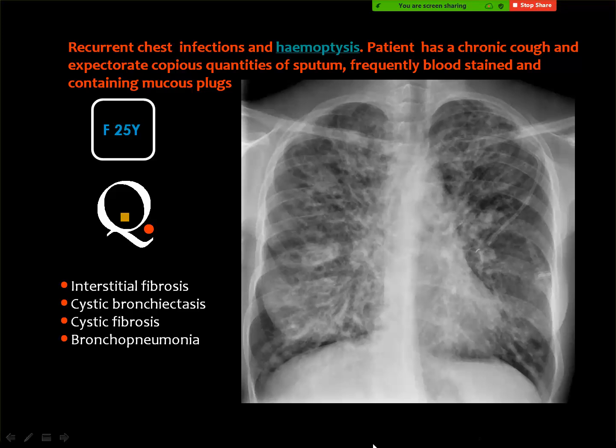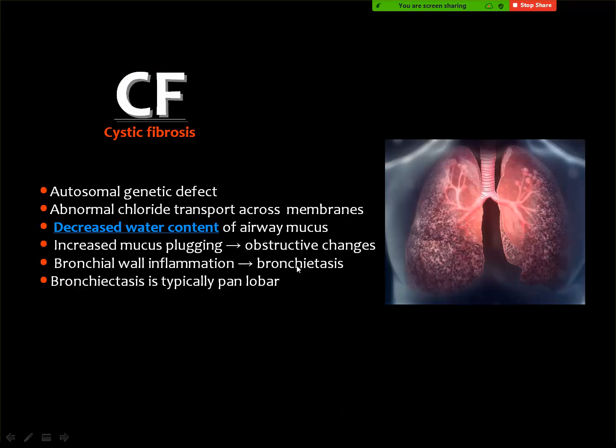Cystic fibrosis. Cystic fibrosis is the right diagnosis, and this is an autosomal genetic defect where it affects the chloride transport across the membranes, resulting in viscid mucus. The old name of this disease is mucoviscidosis, which will result in accumulation of viscid mucus in the GI and also in the chest.